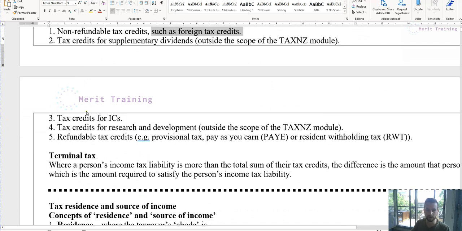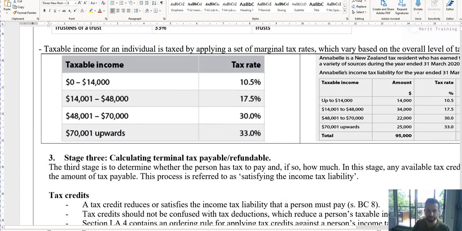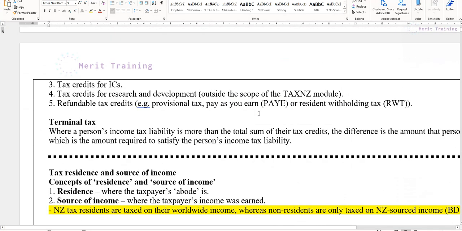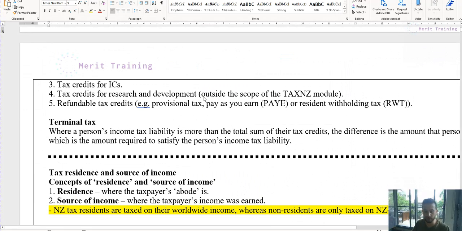Tax credits for income credits. Sorry, I meant to say imputation credits, which is basically the credit attached to a dividend where a company has already paid tax and they're paying a dividend to you. This is to stop it being taxed again. So how that works is you include the dividend in your taxable income, you then calculate whatever tax you have to pay, but you also get a credit for whatever tax the company paid.